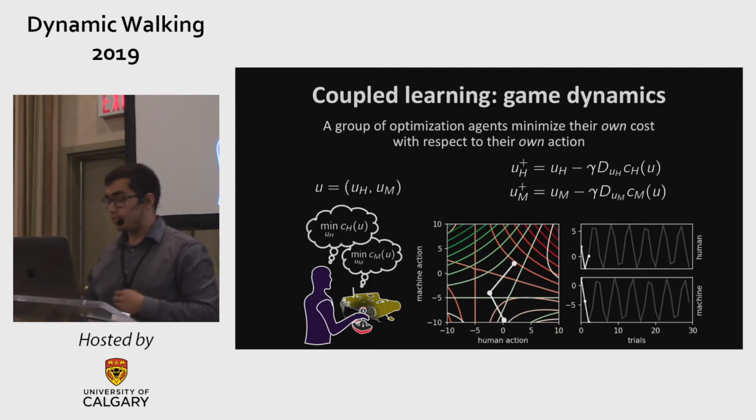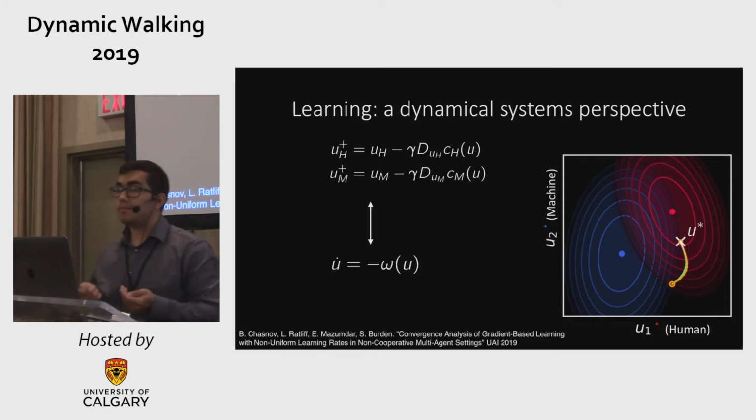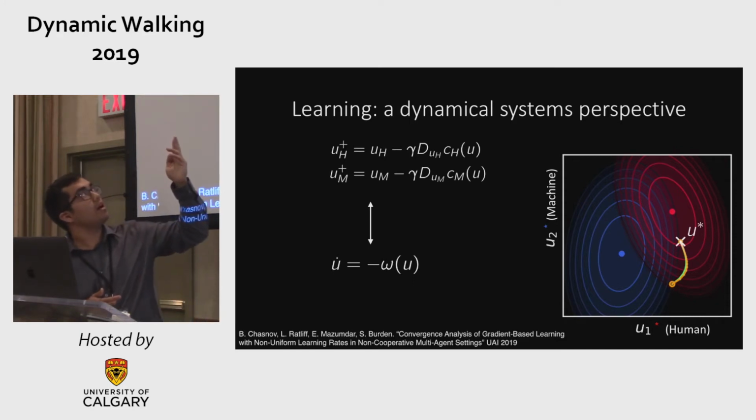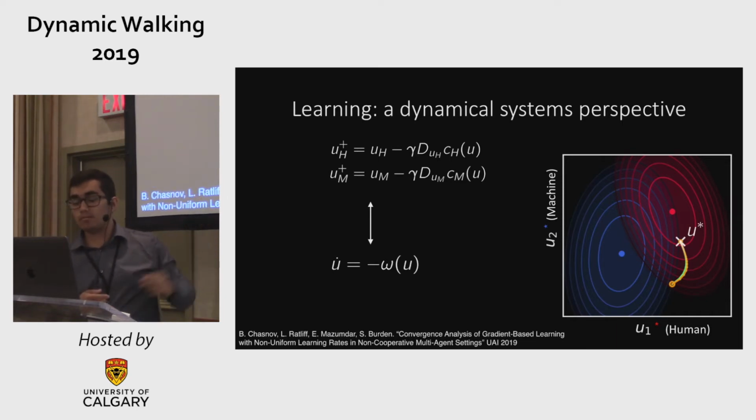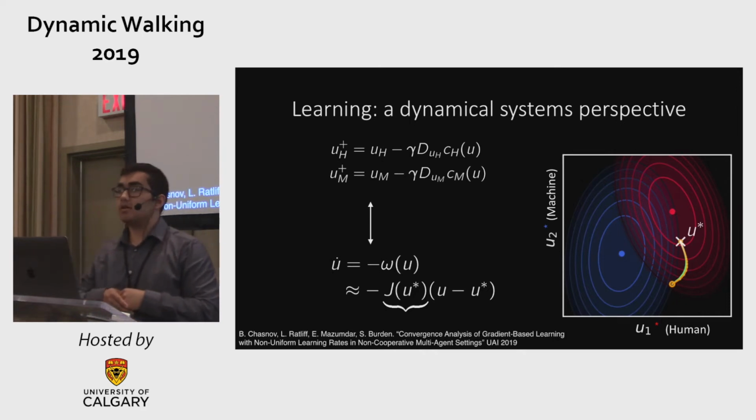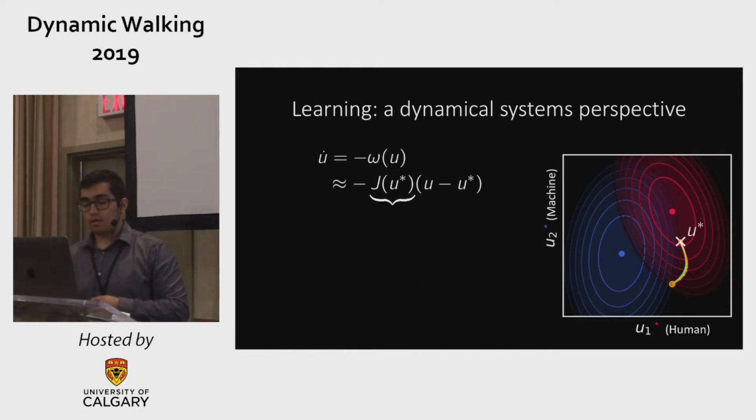And to see why this might be the case, we take a dynamical systems perspective of this learning process, where we can map the discrete time update to a continuous time dynamical system where the change in your policy parameters is related to some vector field omega. And by linearizing this vector field and looking at the eigenstructure of this Jacobian, we can start to make a couple of predictions of what we think this game dynamics might induce.